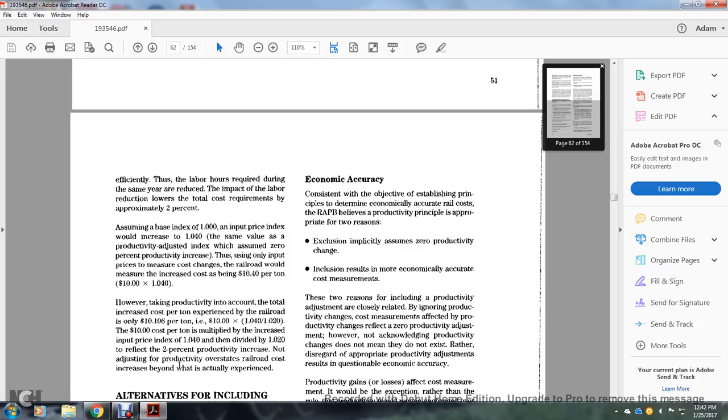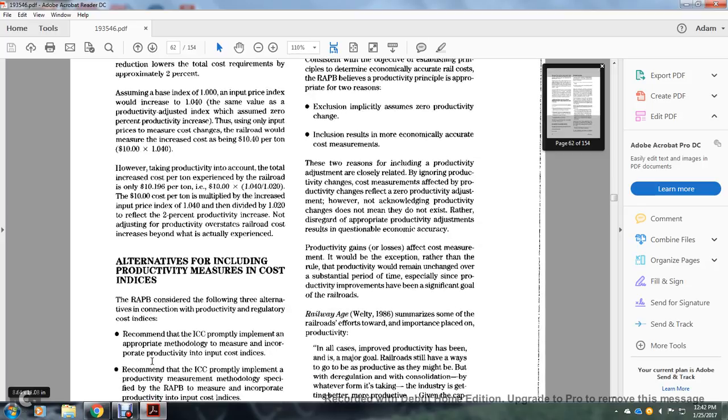That is, 10 times 1.040 divided by 1.020: the $10 cost per ton multiplied by the increase in the price index of 1.040, then divided by 1.020, reflecting the 2% productivity increase. Not adjusting for productivity overstates the railroad cost increase beyond the actual experience.